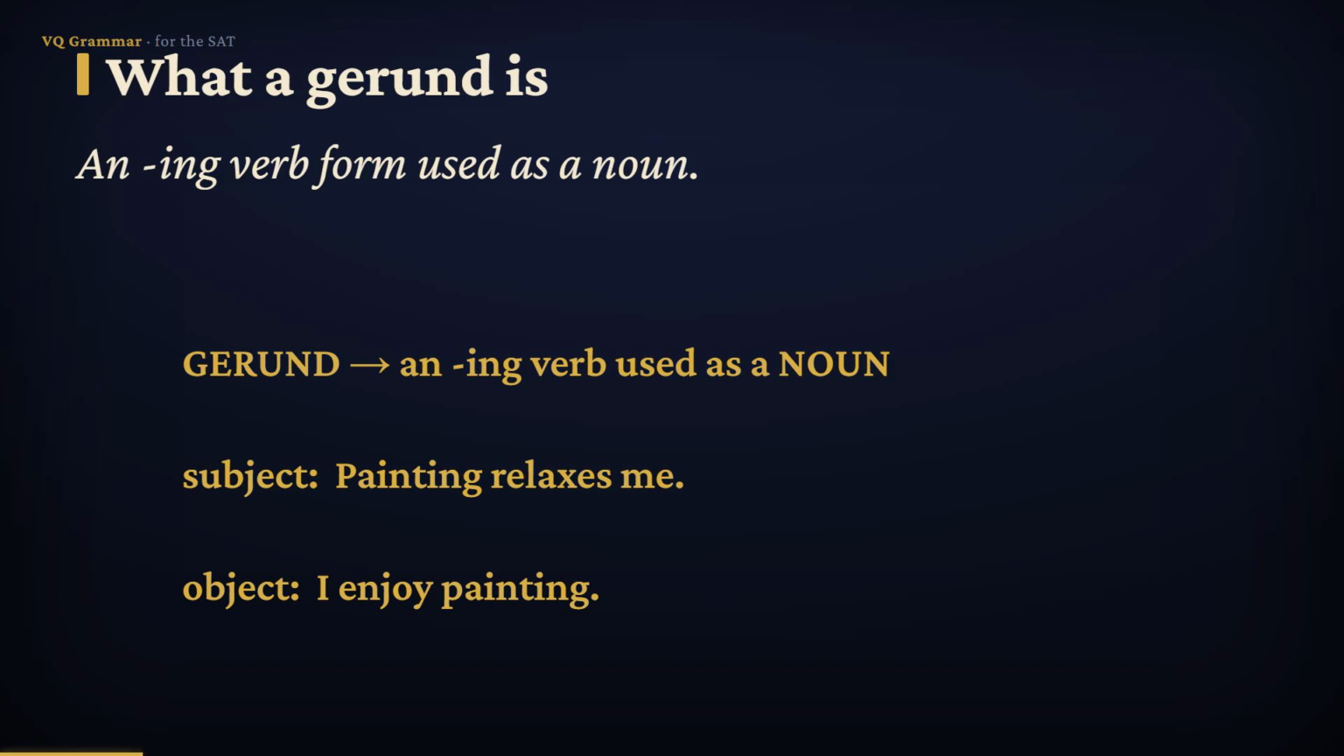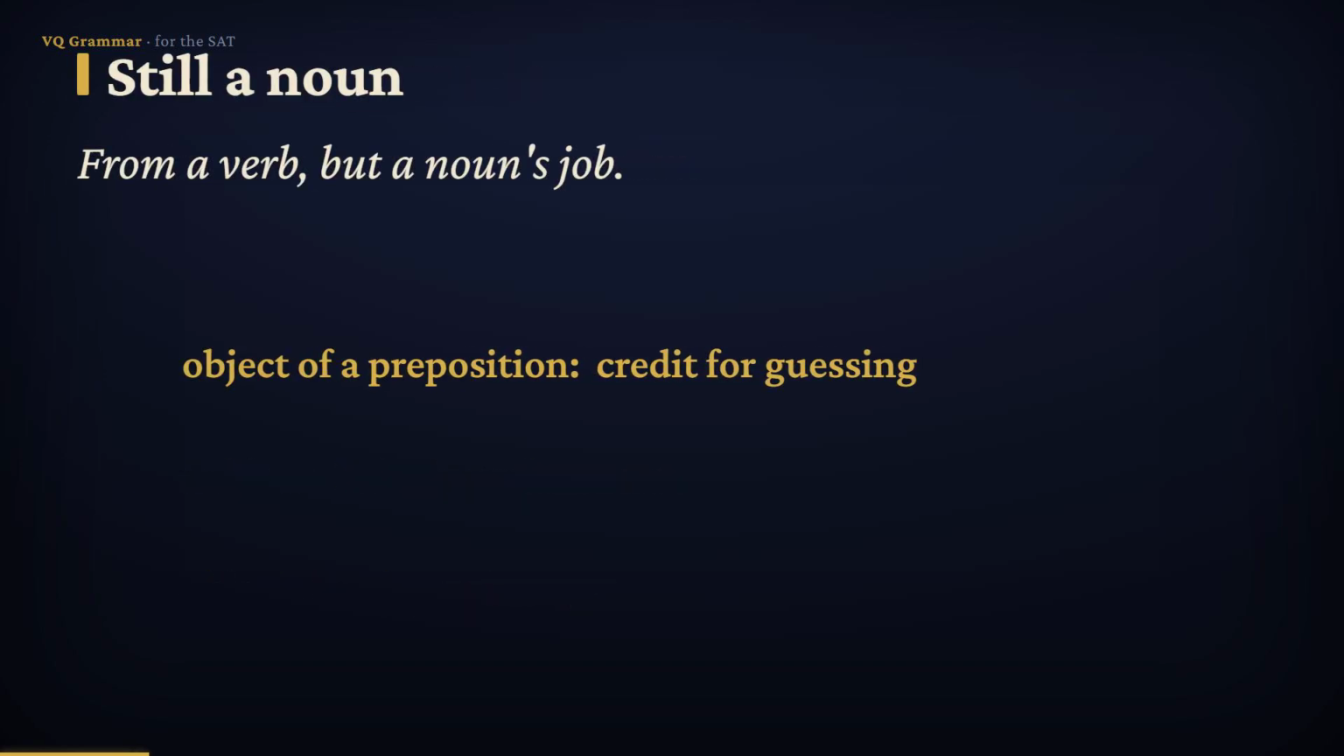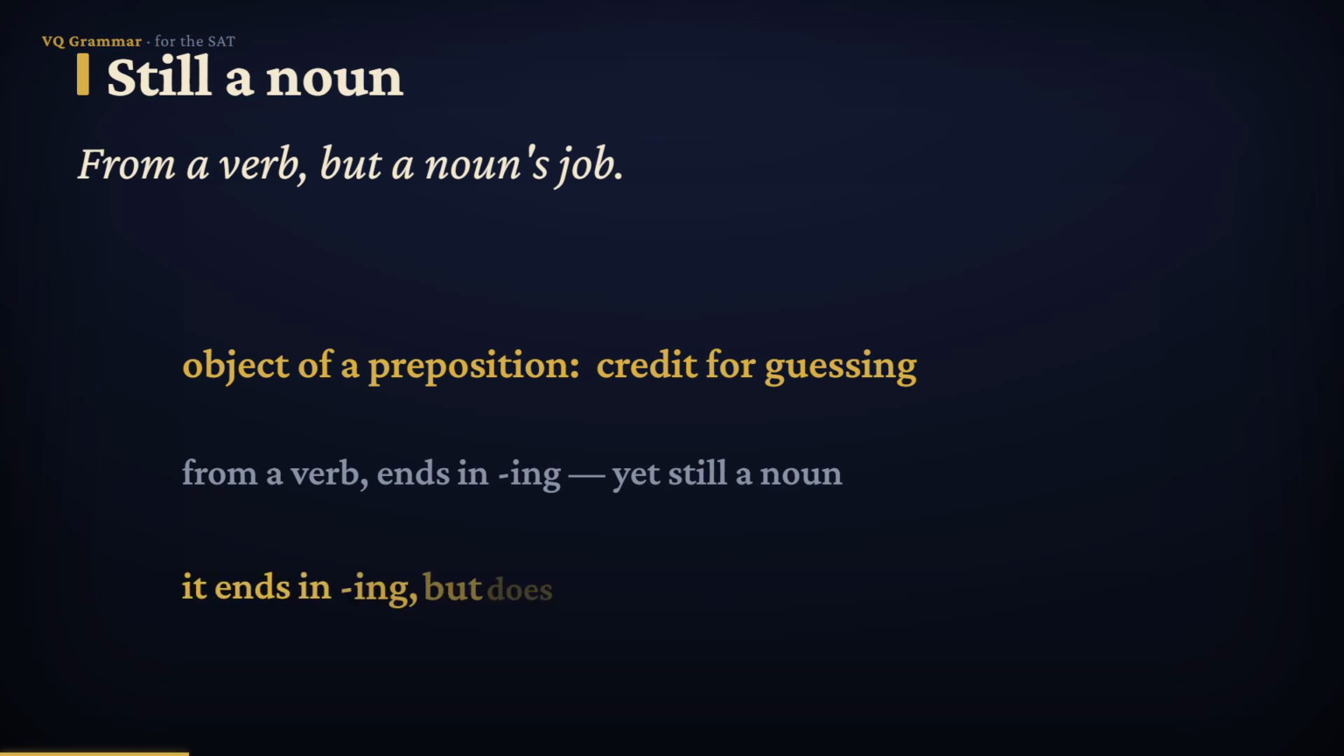Painting receives the action. As the object of a preposition: Do we get credit for guessing? Guessing follows the preposition for. So even though it ends in -ing and comes from a verb, a gerund always does a noun's job.